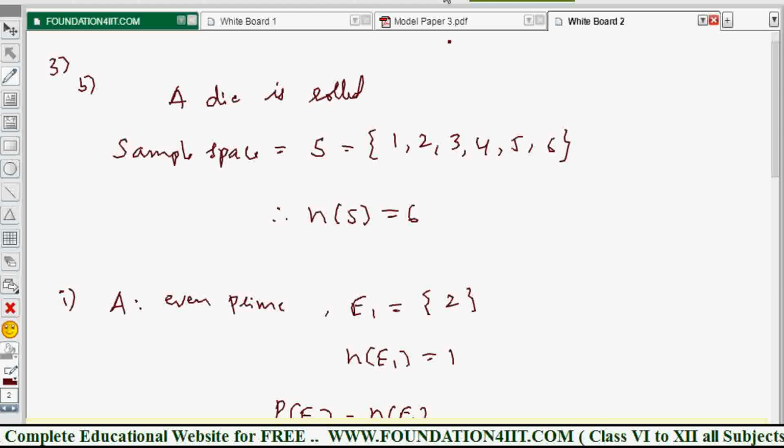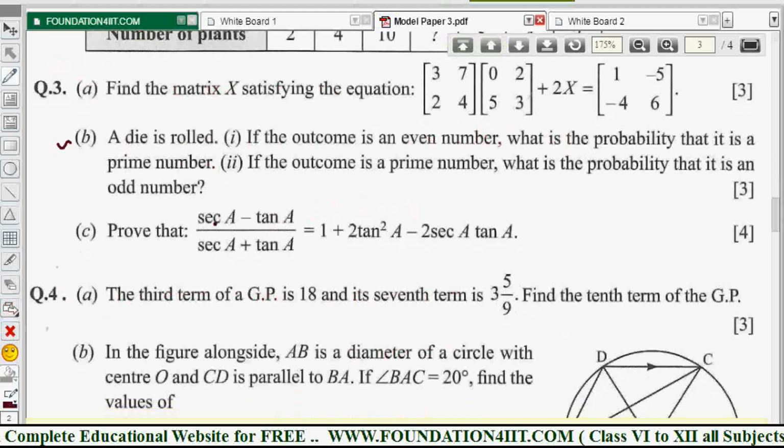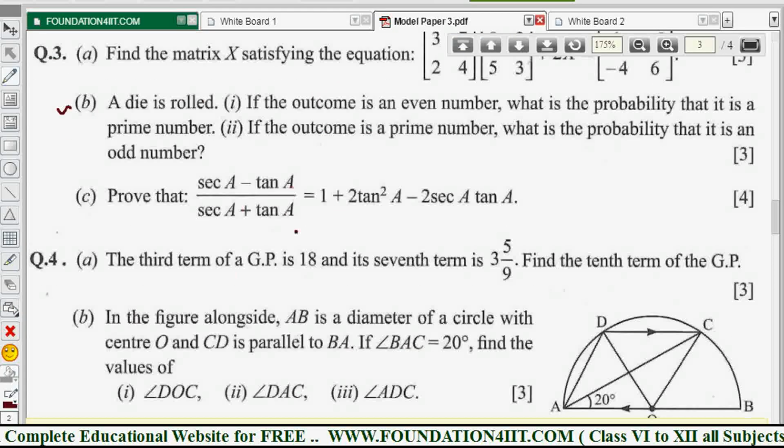And let us see the next one. This is trigonometry. Prove that (sec A minus tan A) by (sec A plus tan A) is equal to 1 plus 2 tan square A minus 2 sec A tan A. So let's take the LHS and we'll prove the RHS. I'll show you.